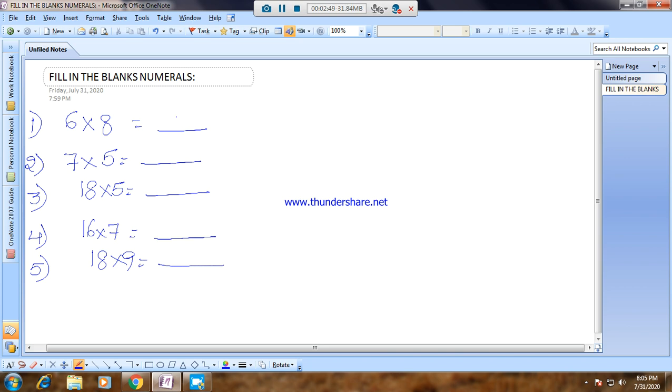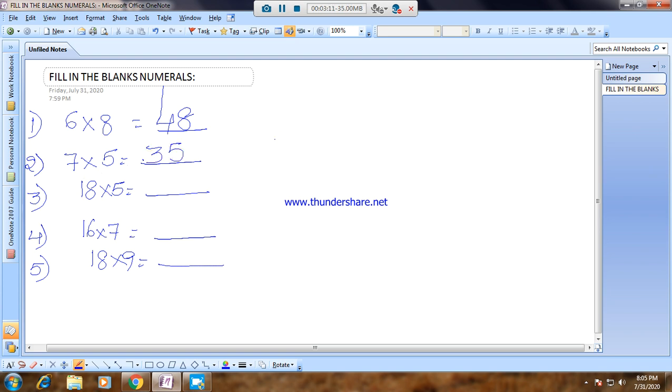So now starting from the first question, 6 8s are: 6 1s are 6, 6 2s are 12, 6 3s are 18, 6 4s are 24, 6 5s are 30, 6 6s are 36, 6 7s are 42, 6 8s are 48. Now 7 tables. 7 1s are 7, 7 2s are 14, 7 3s are 21, 7 4s are 28, 7 5s are 35. So these are single digit, that is the reason I did this.